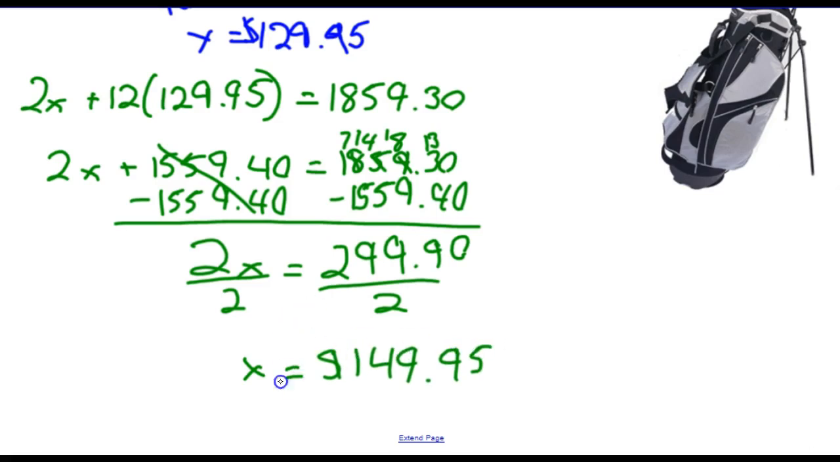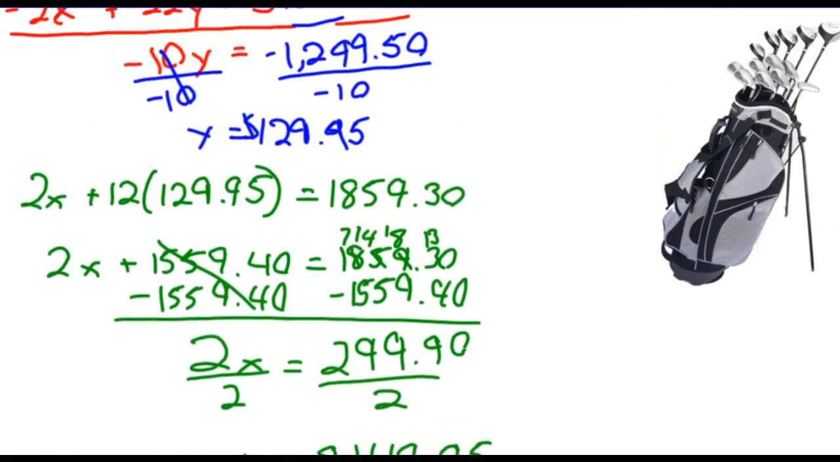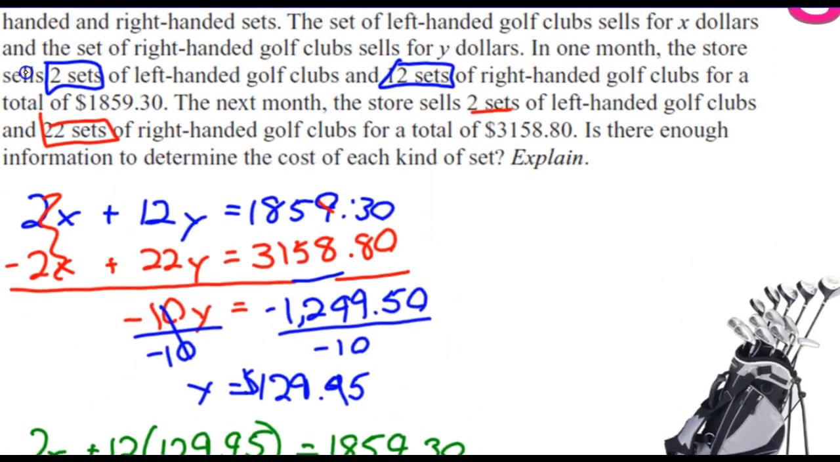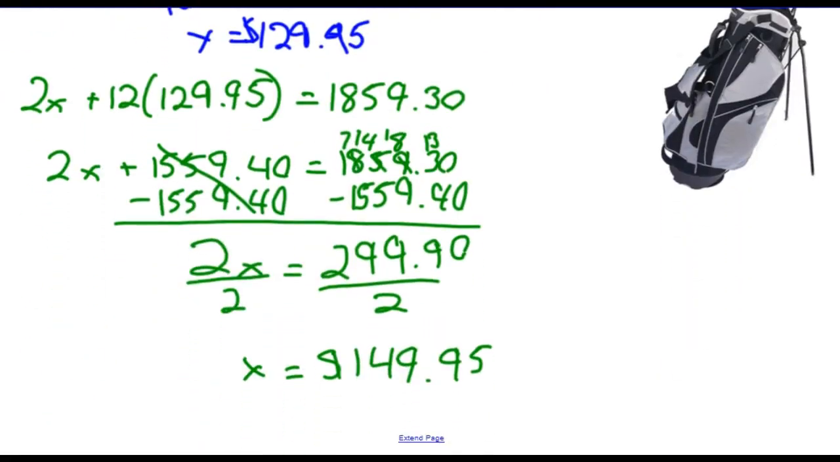So it costs a little bit more to get a left-handed golf club set than it does a right-handed golf club set. There was enough information for us to determine the cost, and we did it. We found x and y.